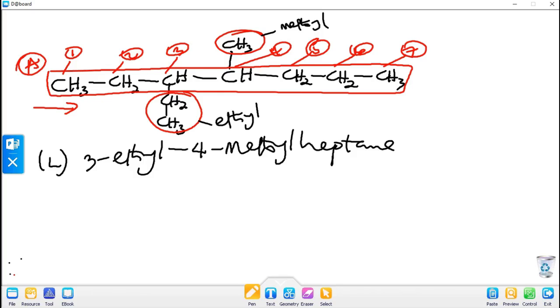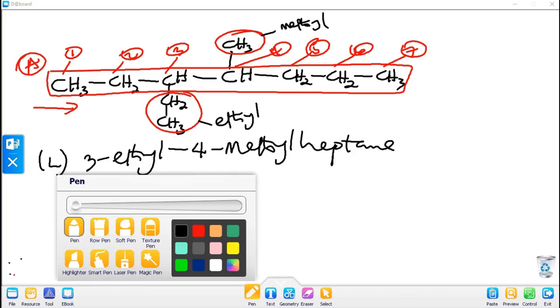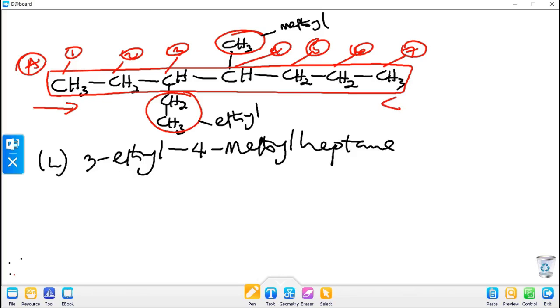Always remember these rules. Now, if we start our numbering from the left-hand side, this is what we are going to get as the name of this hydrocarbon chain. But if a student begins numbering from the right-hand side, this will become carbon 1, this will be carbon 2, this will be 3, this will become 4, this will become 5, this is 6, and last of all, this is 7.